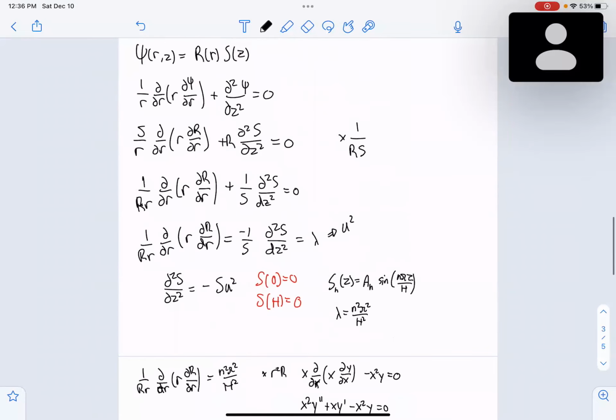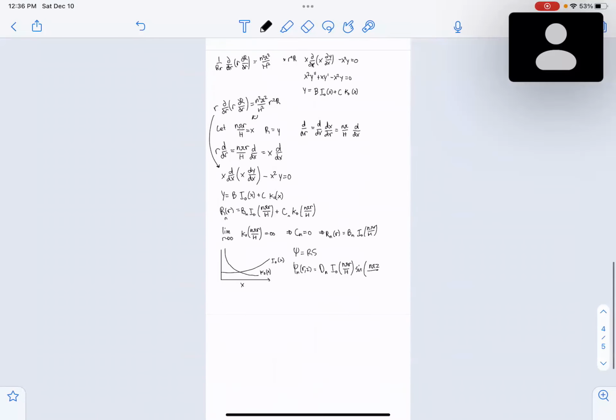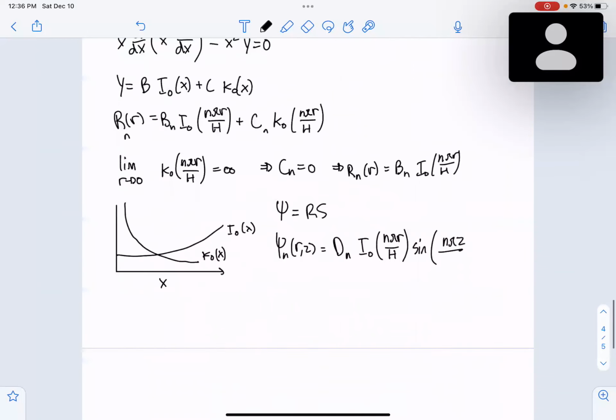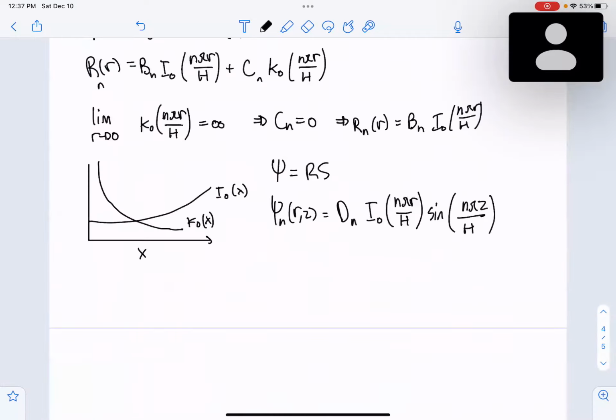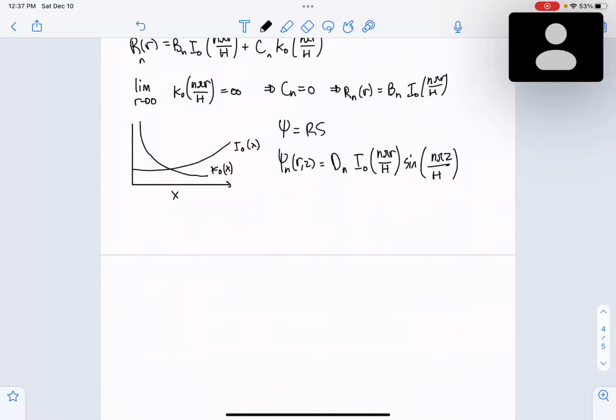Now I'm realizing I said h, sorry. There's nothing wrong with this. This is correct, n pi z over h. And we should be pretty much good to go here. So now we have our full formulation for phi.